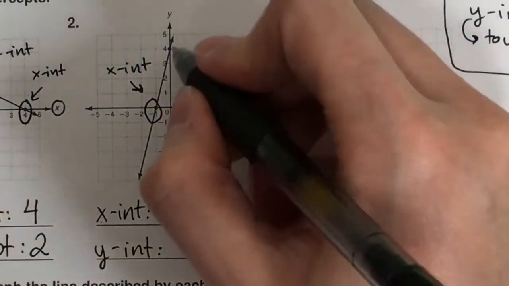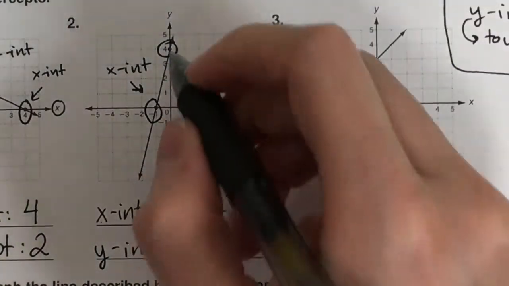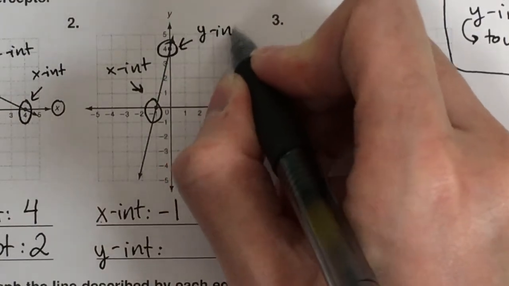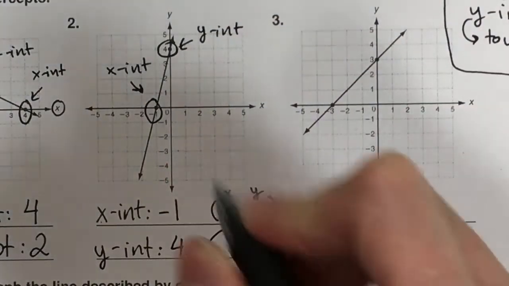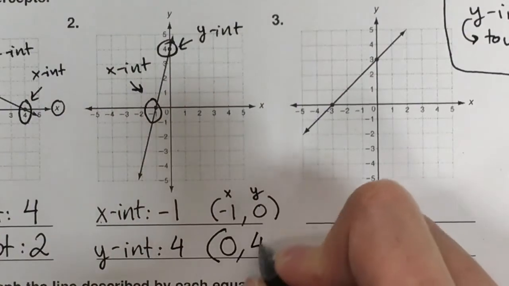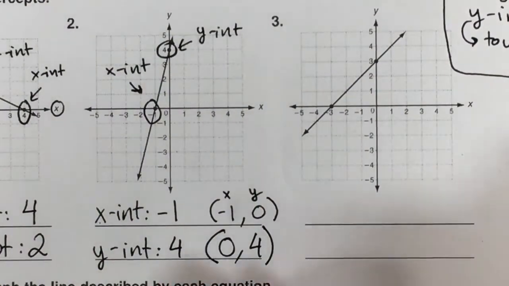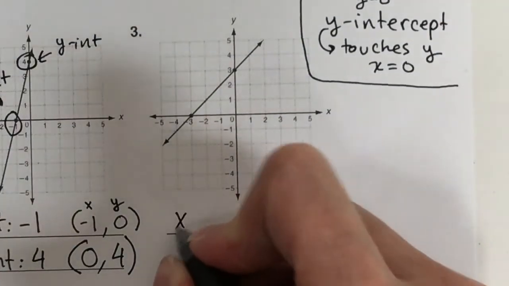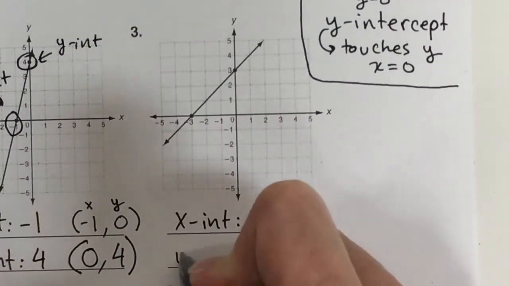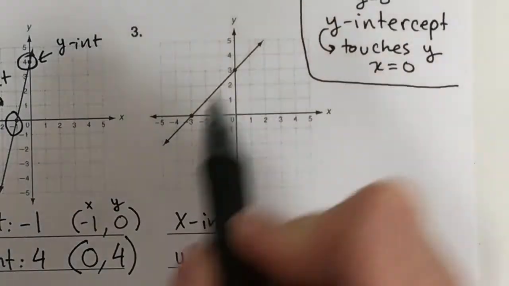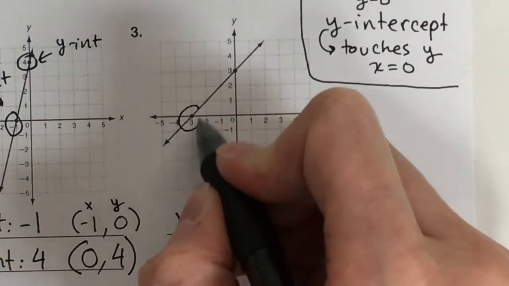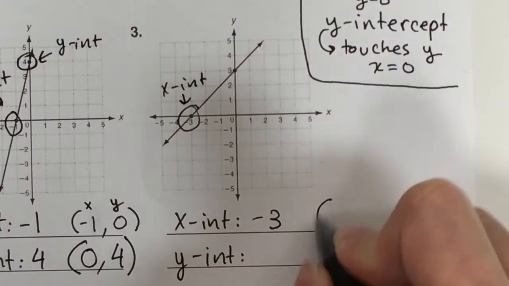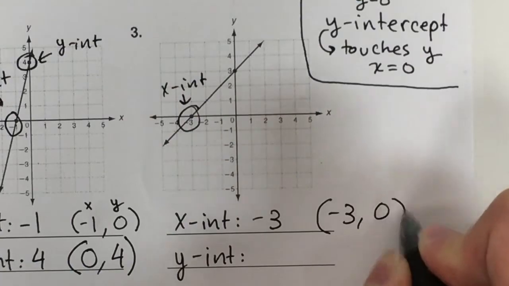All right, and now let's do the y. Y-intercept is 4 because that's where it's touching right here. So that would be 0, 4. Let's try this one. For this one, it looks like the x-intercept is -3. So that would be -3, 0.